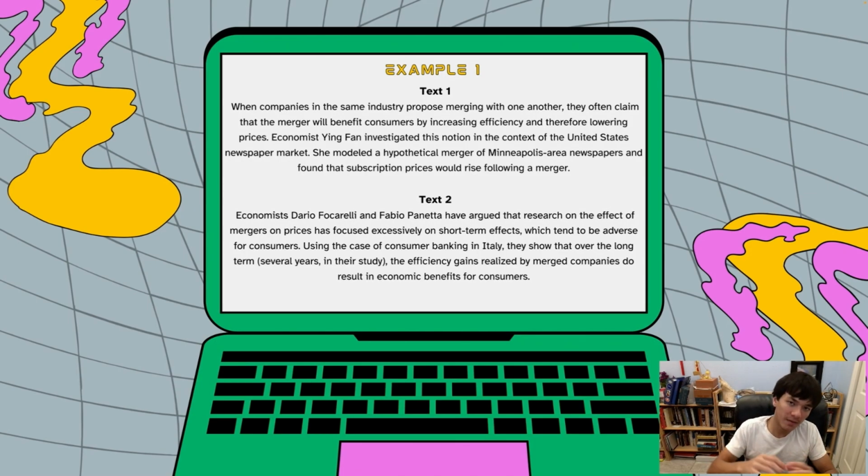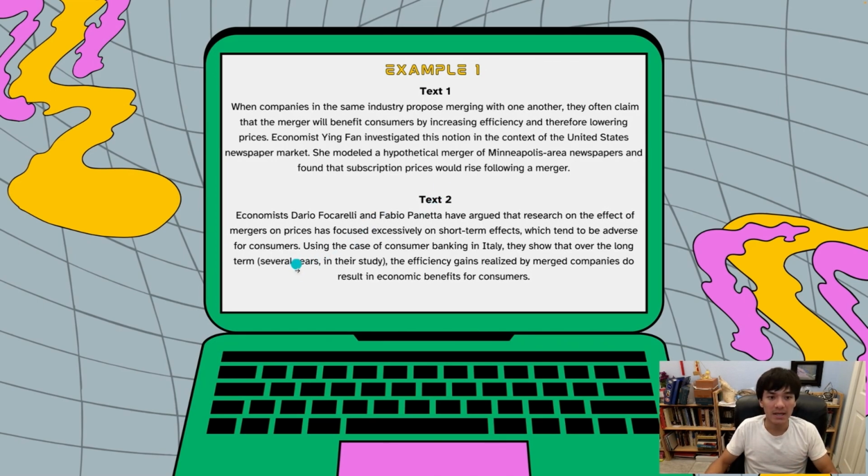So, now that we've read the first passage, let's try to determine the point of view of this author. We can see that this is structured in terms of a claim being stated and then a rebuttal, or they are refuting the initial claim. The initial claim is saying that the merger will benefit consumers. However, Fan says that a hypothetical merger of the newspapers found that subscription prices would rise. So keep this in mind as we move on to our next paragraph and try to see if we can find any differences between the two authors.